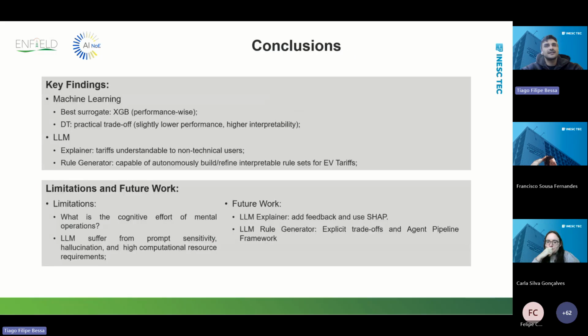Future work. Regarding the natural language explainer, we could also add the feedback cycle and use features like SHAP to increase the quality of the information that we provide the LLM. And for the LLM rule generated, I'd like to be able to tell it an explicit trade-off, meaning you should prioritize interpretability by 80%, something like that. That is something that is quite being used today. We'd also like to explore this in an agent pipeline framework.